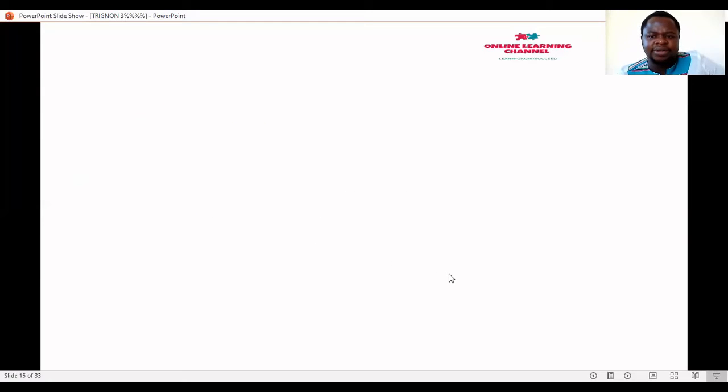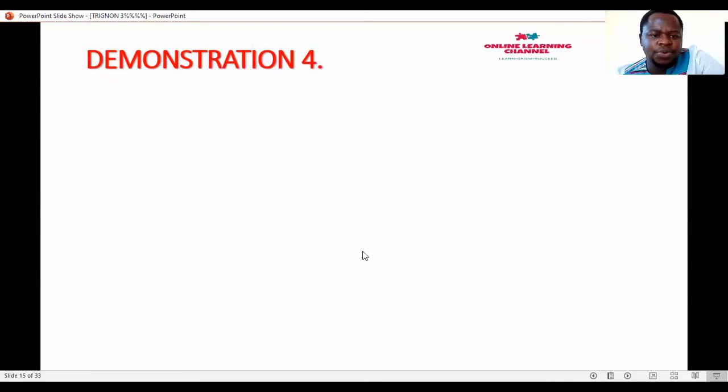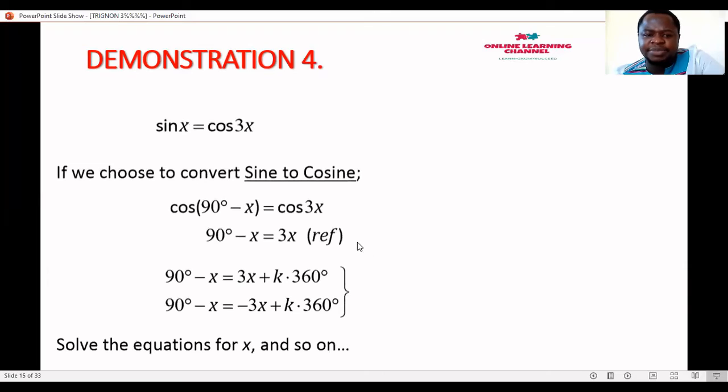You equate the angles and solve it. Now let's look at the example. In the example, you've got maybe sin x is equal to cos 3x. So here the coefficients are the same, but the angles are different. So now you have to choose whether you change sine to cosine or cosine to sine.